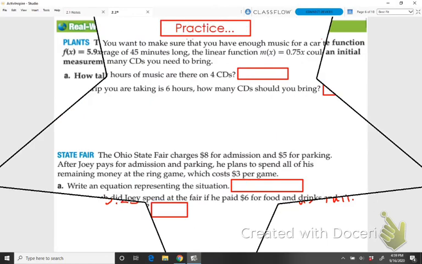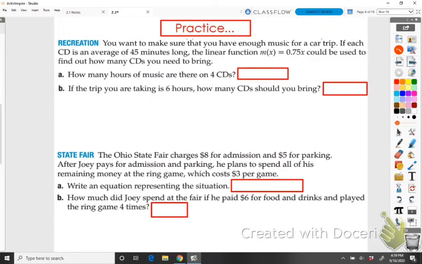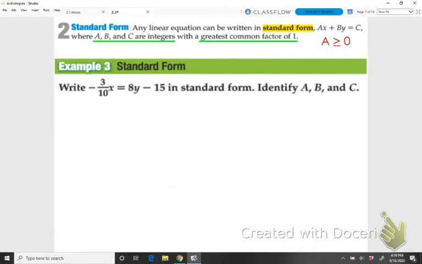All right, moving on. So there are some practice problems here. I would like you to try both of these on your own and see what you can work through and come up with. You don't have to enter them into Delta Math at all, just we'll check them the following day. So try both of those.